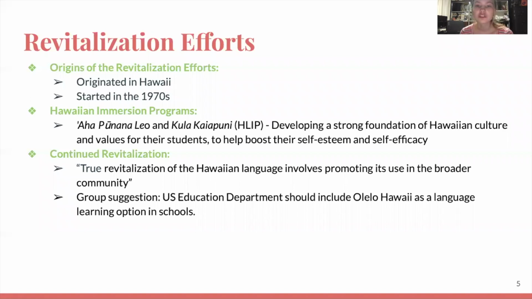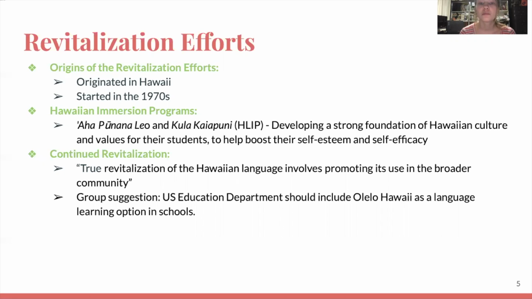The first efforts started in the 1970s, but it didn't really go anywhere. The second wave happened in the 1990s, and that had more momentum, which caused it to be more successful. More people started to realize that the Hawaiian language was becoming even more endangered, so they started to care more about finding ways to keep the language and culture alive. One emerging Hawaiian program that we found is called Aha Punana Leo and Kula Kaiapuni. They created this program to bring more confidence to the native people of Hawaii.